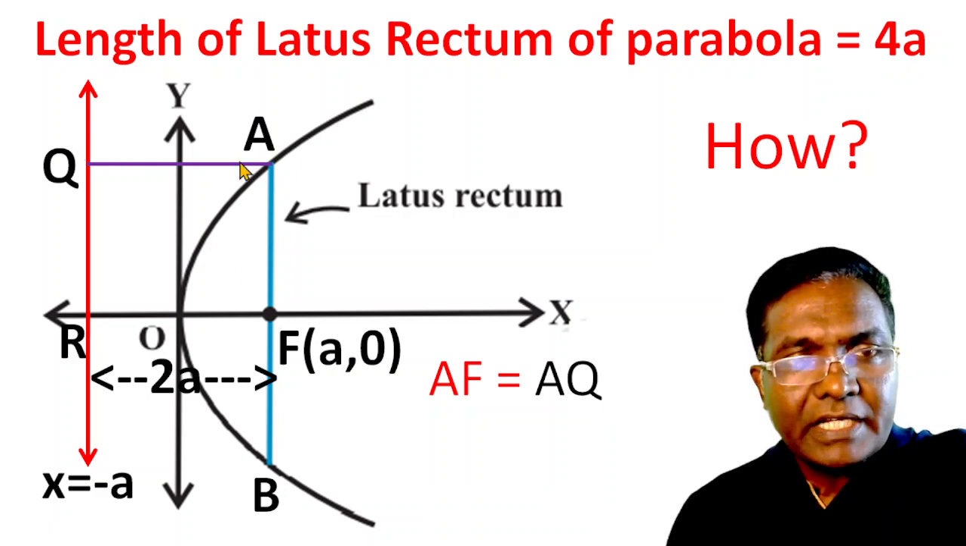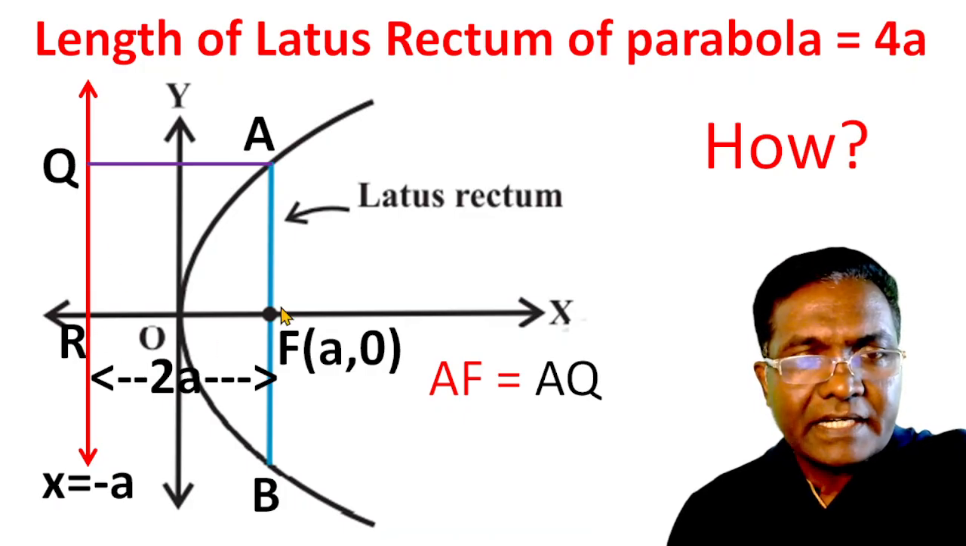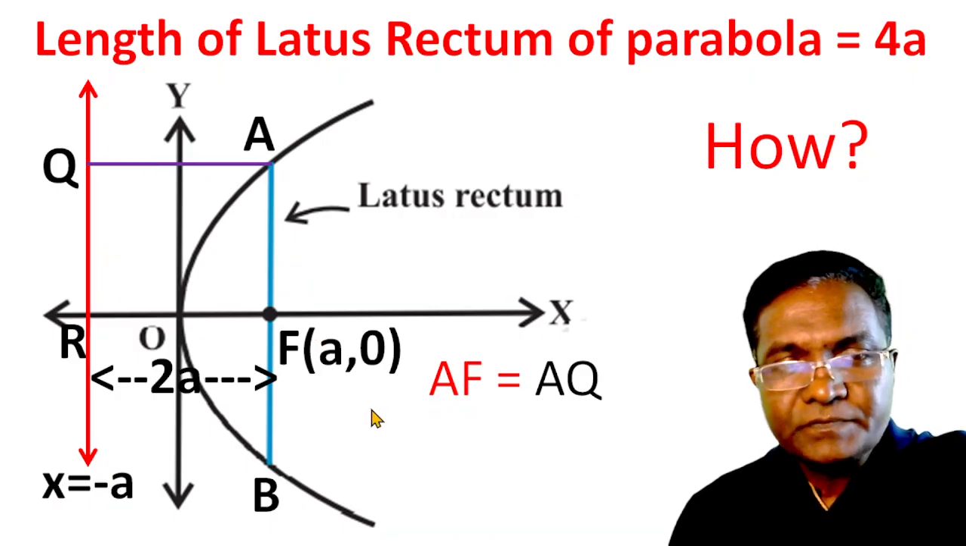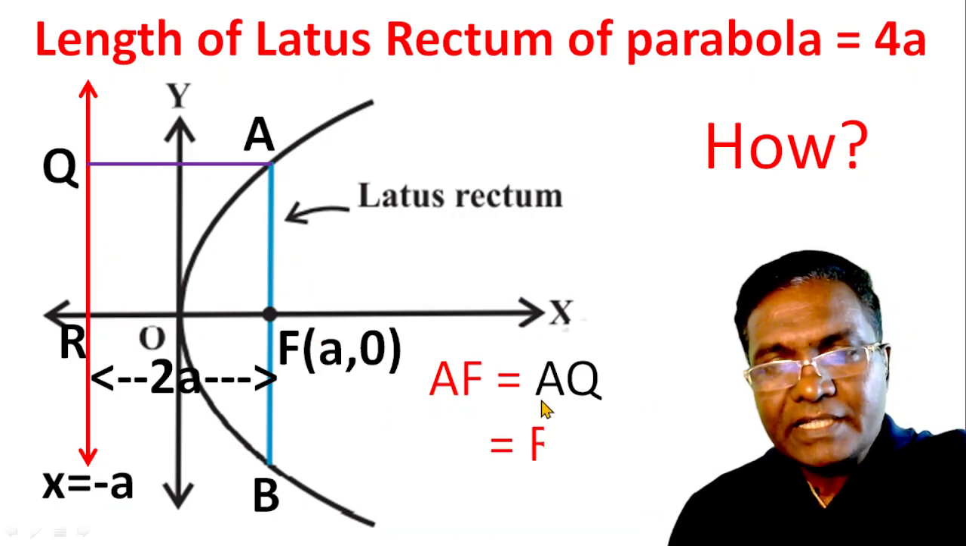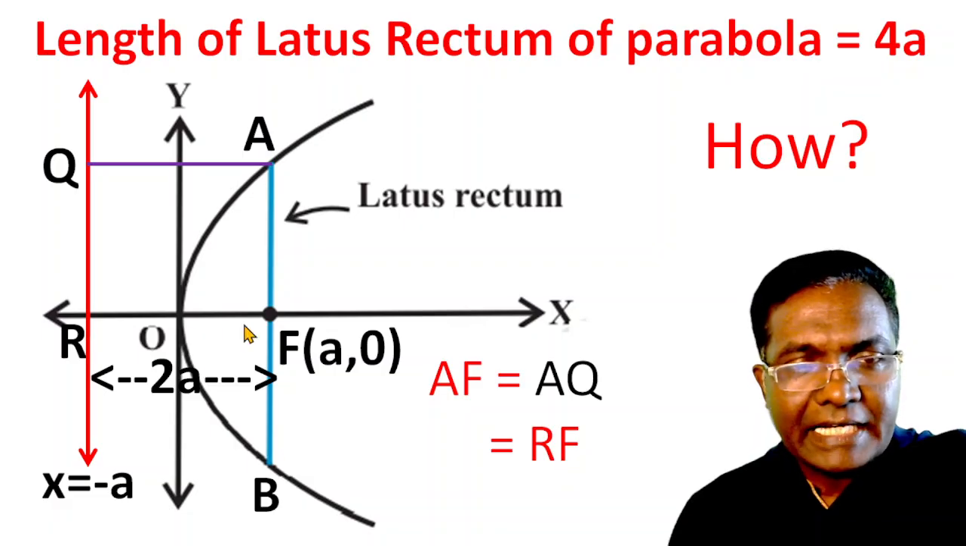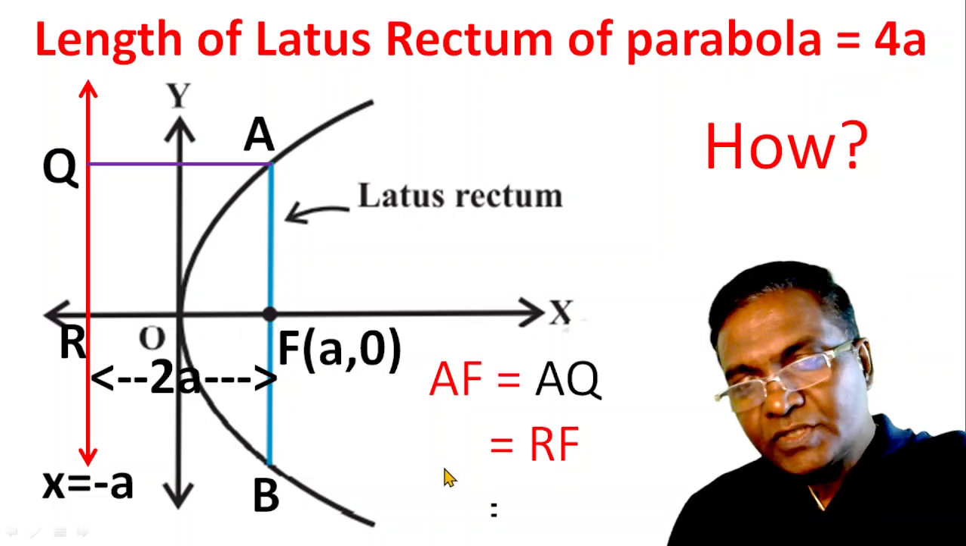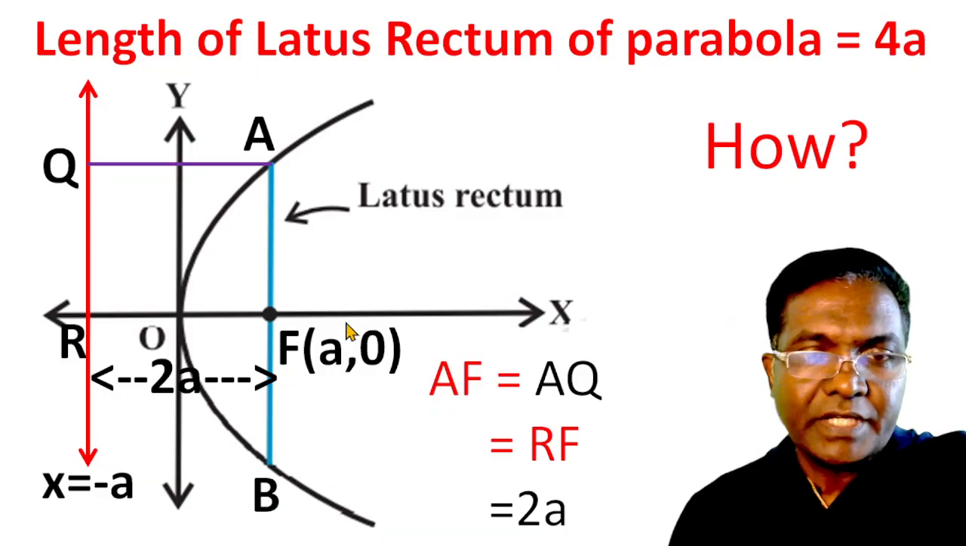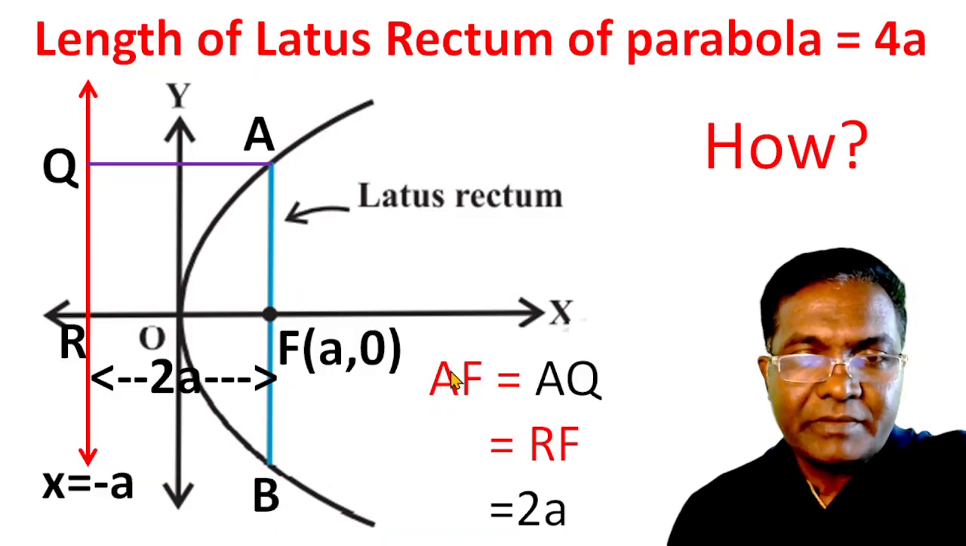But AQ is what? AQ is equal to RF because AFRQ is a rectangle. So AQ is equal to RF, so I write RF in place of AQ. But RF, I mentioned, is 2a. So RF is 2a, which means AF is also 2a.